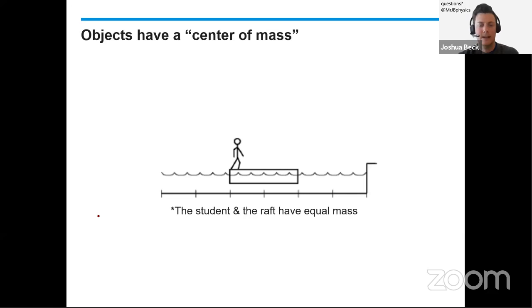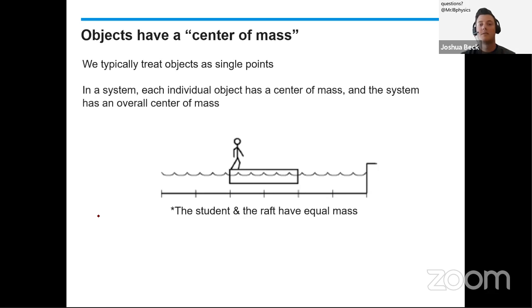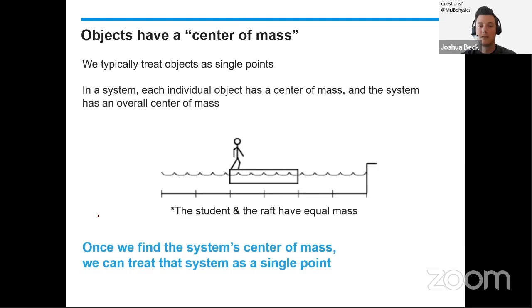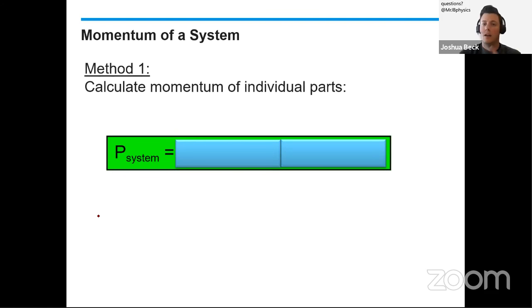So how does that affect the motion of this? Well, objects have a center of mass. All objects have a center of mass. Okay, we typically treat objects as a single point. In a system, each individual object has a center of mass, and then the system has an overall center of mass. Once we find the overall center of mass, then we can treat that whole system as if it's one object with a total mass at that singular point. What does that look like, and how in the world does this have anything to do with the problem? Well, again, our previous method, we find the sum of the individual parts. We find the momentum of one object and the momentum of the other one separately.